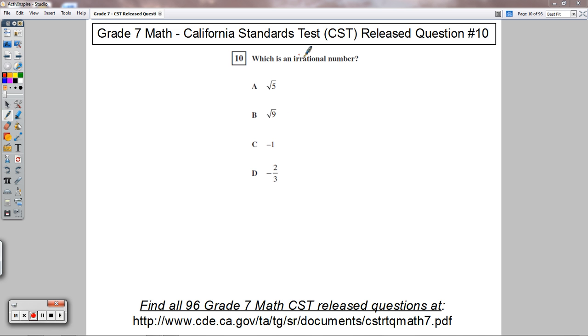It says, which is an irrational number? So what does this word mean? Irrational number. This means it's not rational. In other words, you can't write the number as a fraction.